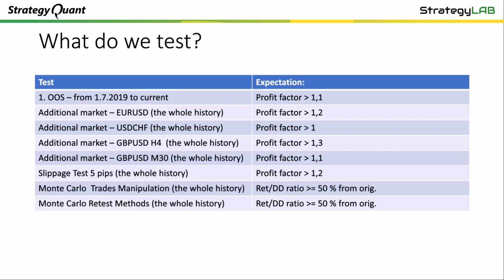The second test is made up of multiple steps, but let's say it's one group. This is the test on additional markets and the test for slippage. So we will do a backtest on Euro USD, USD CHF, GBP USD on different time frames, and then the slippage on GBP USD.